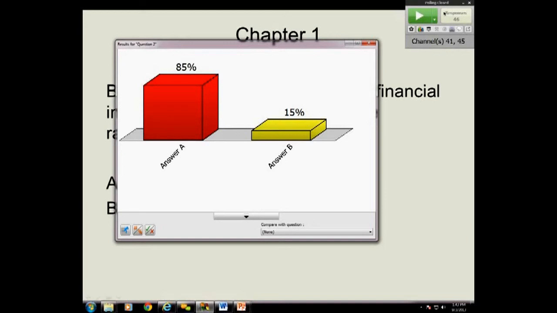So the answer is A, that the information is used by decision makers in both internal and external contexts.